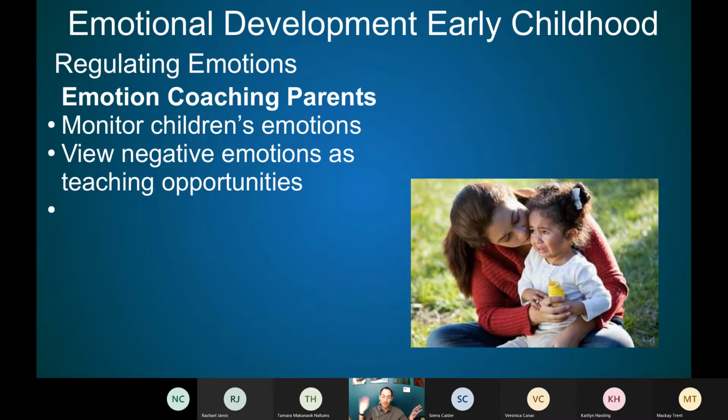So emotion coaching versus emotion dismissing. Sorry, I've got a cough drop in my mouth, so I'm hissing or slurring my words a little bit more. So I apologize for that.